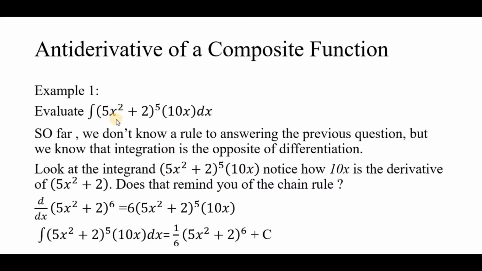If I want to find the integral of this, then I'm going to think about what is the antiderivative of (5x squared plus 2) to the fifth power, and then here is the derivative of what's inside those parentheses. So I will think of (5x squared plus 2) to the sixth power. But if you differentiate this, you will get an extra 6. So we're going to divide both sides by 6, and the integral of the given integrand is basically 1 over 6 times that antiderivative, plus c.